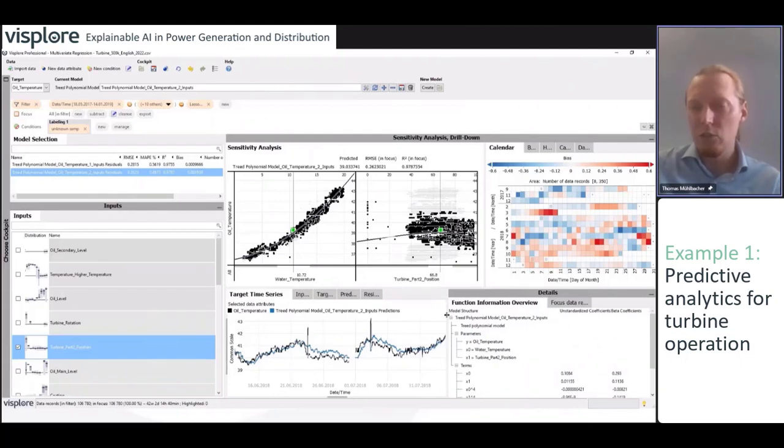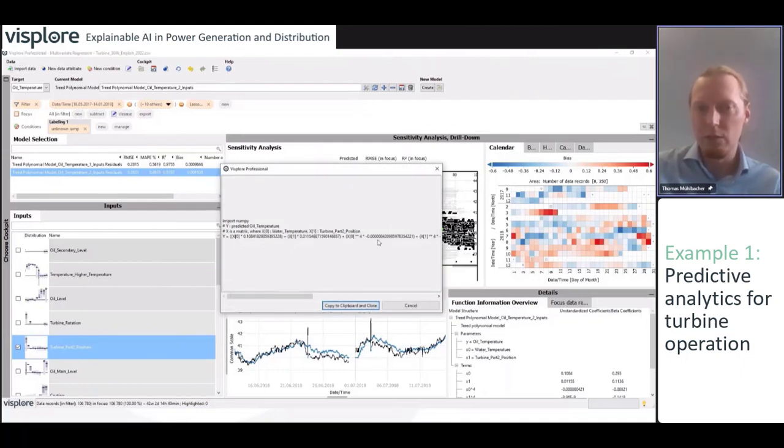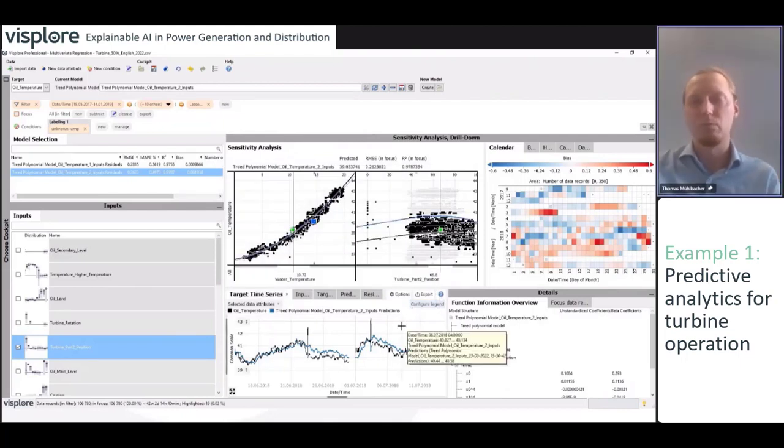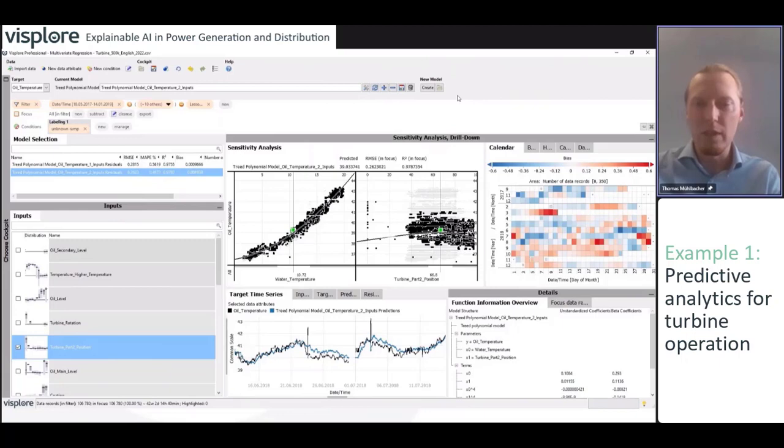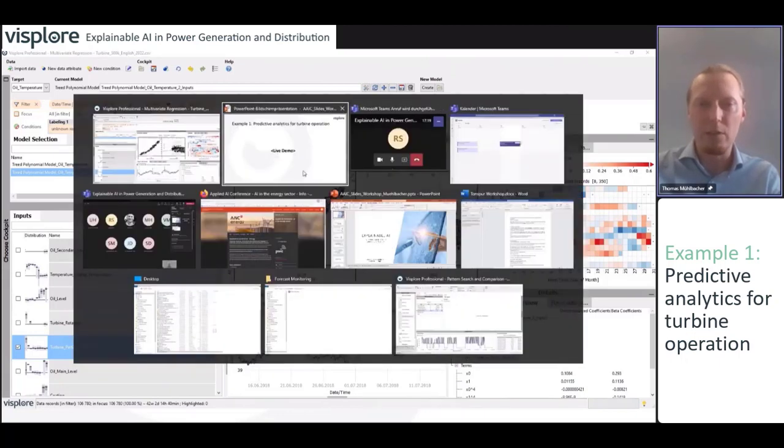And when you have trained such a model, it's also possible to export it here as a Python code, for example. So you see here the formula with the coefficients and everything, which you could copy to the clipboard if you want to continue working with this, for example, in a Python environment. Okay, this concludes the live demo of this use case. Let me jump back to the presentation.